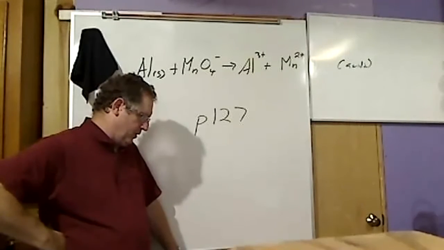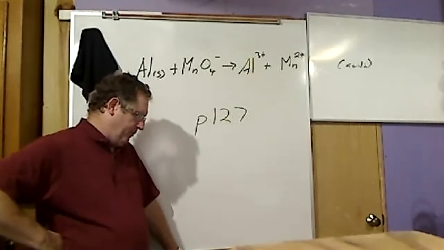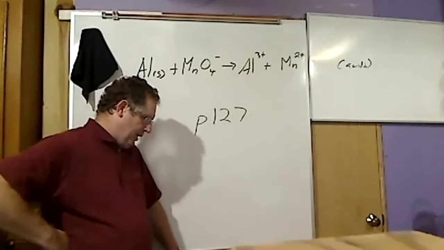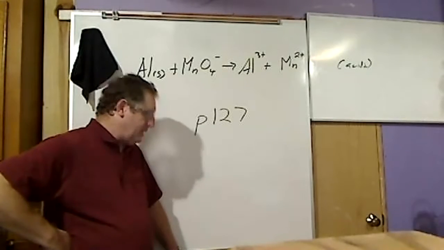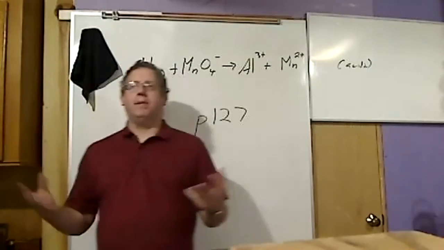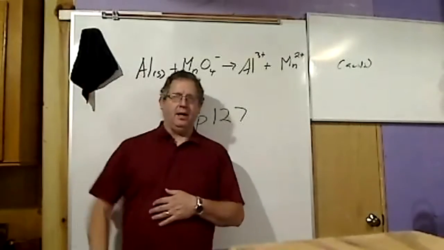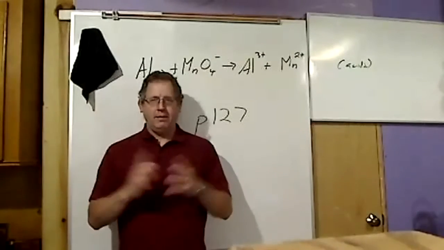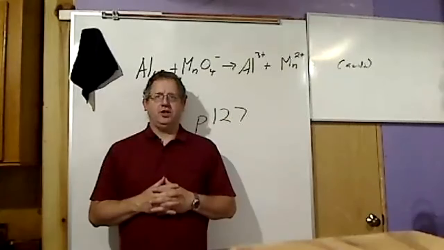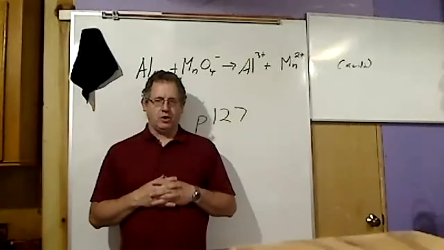For example, ozone and oxygen. Now, second rule for monatomic ions: a monatomic ion, mono, one, atomic, atom, one atom ions, the oxidation number is the same as the charge on it.